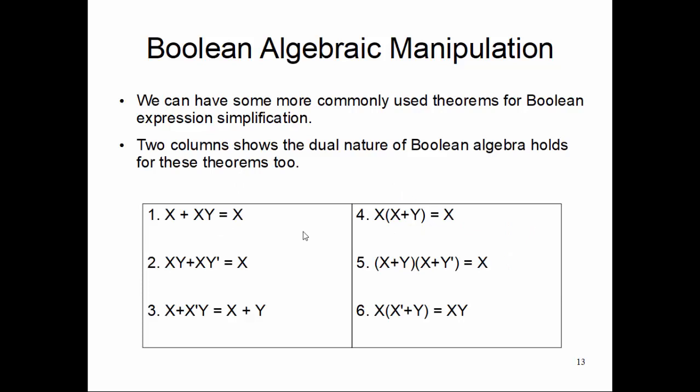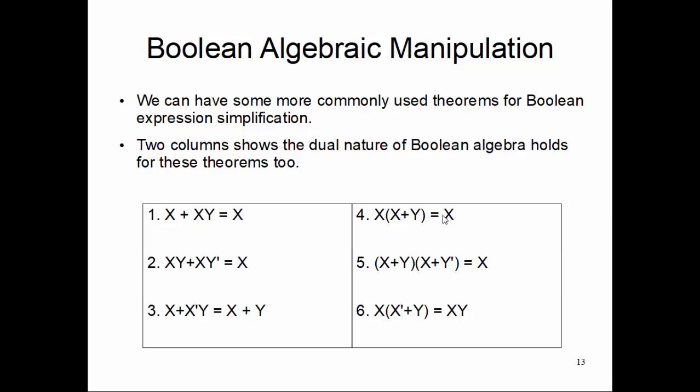Now there are some more commonly used theorems of Boolean expression simplification, and again we make it in a left column and right column, and the relations are duals of each other. These are not basic identities, but it is very easy to derive them from the basic identities, and they are widely used and can be used directly. If you see some form of x or x y, you can directly reduce it to x, and the dual is true. x and x or y is basically x.